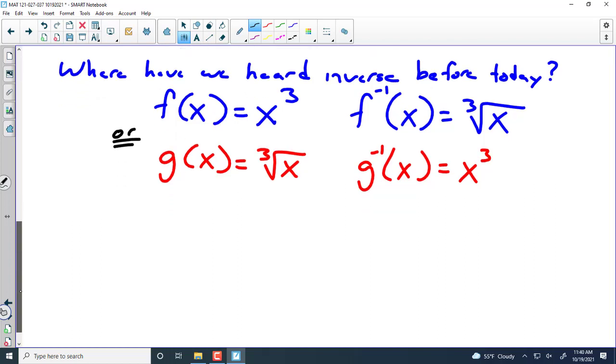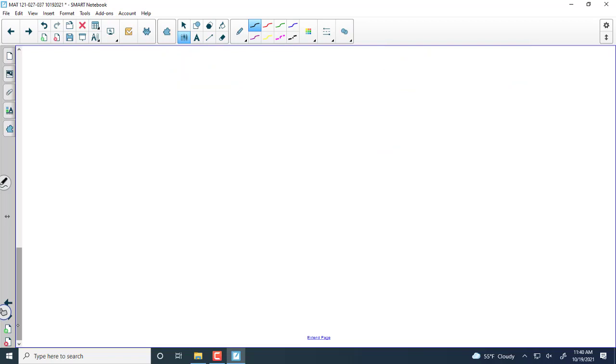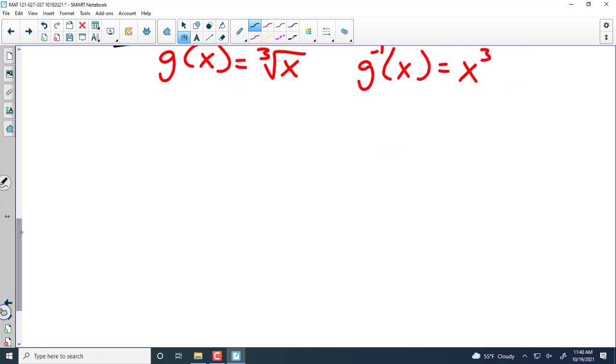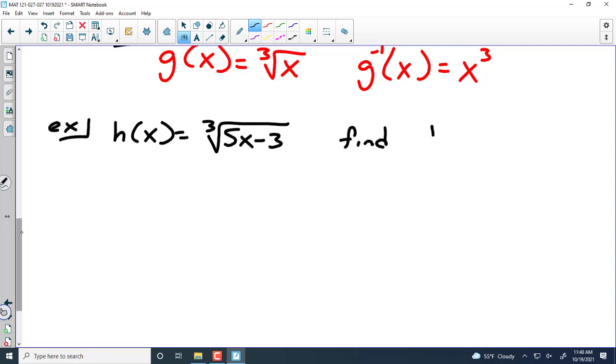All right. But our equations can get more complicated than that. So we'll say this. h of x equals the cube root of 5x minus 3. Find h inverse of x. Find the inverse function. Okay, so we want to find the inverse function of that. First of all, we have to change the function notation to y.